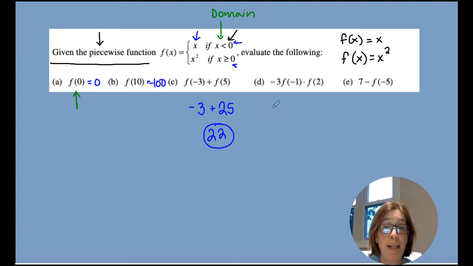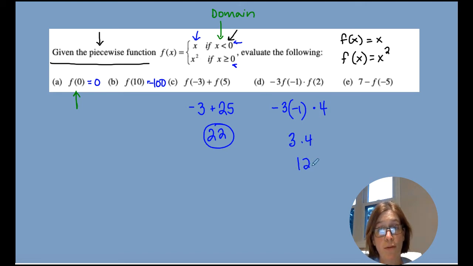So that would just be -3 times -1 times f of 2. 2 gets plugged into x squared, so 4. So that would give me 3 times 4, which is 12. Okay, 7 minus f at -5. Well, -5 is in this domain. I plug it in. So that's going to give me 7 minus -5. So 7 plus 5, which is 12.